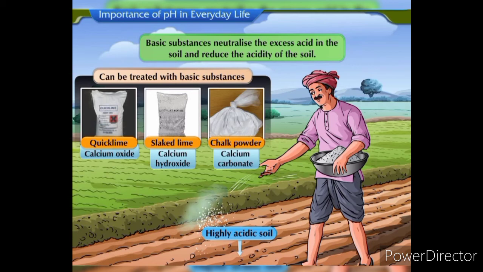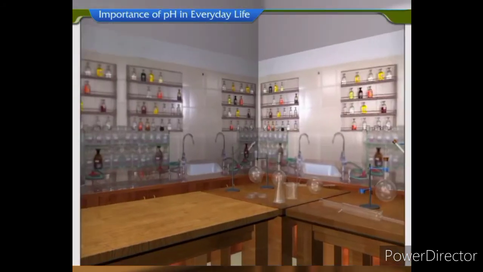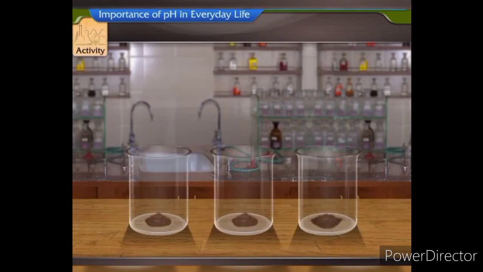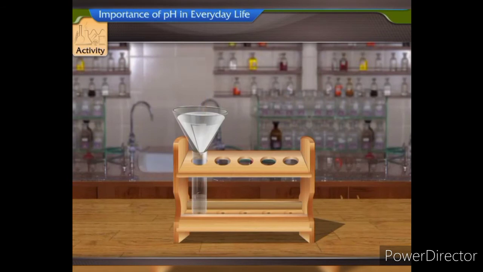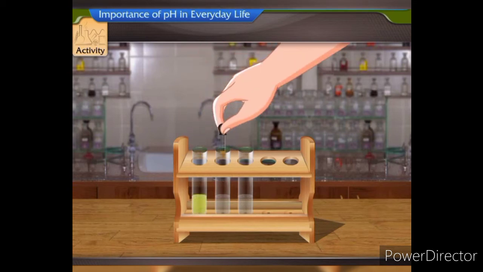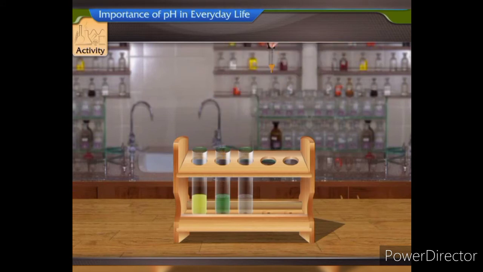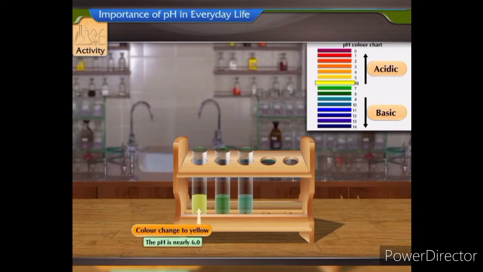Let us perform an activity regarding testing of soil samples. Activity: take 3 soil samples. Mix some water in each of them. Filter each sample and collect the filtrate in different test tubes. Add a drop of the universal indicator to each of the samples and observe the color. The solution in the first test tube showed a color change to yellow. The pH is nearly 6.0.